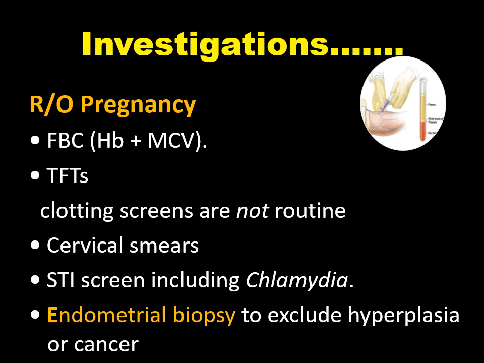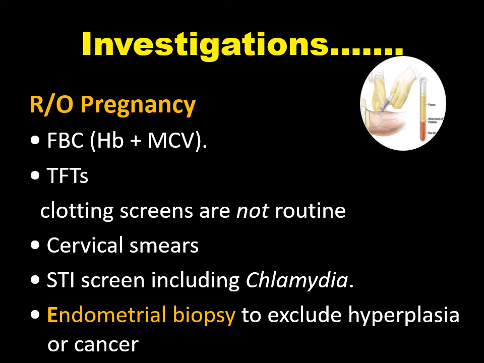Blood tests start by doing a pregnancy test. First of all, rule out pregnancy. The most common cause of abnormal uterine bleeding in the reproductive age is pregnancy. Then do a CBC to check if the patient is anemic or not. Thyroid function is necessary, especially if there are symptoms suggestive of a thyroid disease. Clotting screens are not routinely required unless indicated by the history.